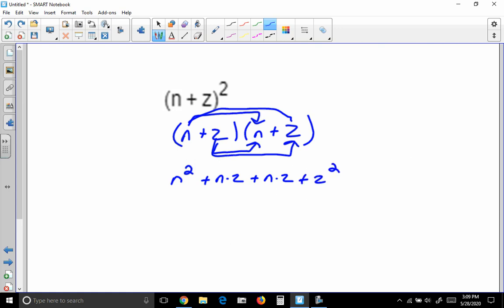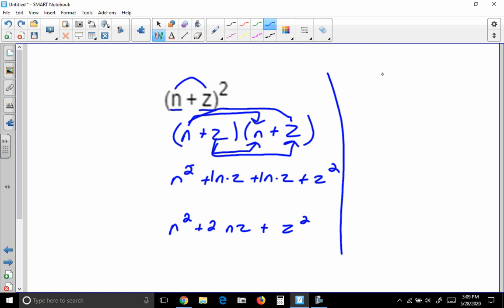So notice what we have. We have the first term squared. We have the second term squared. And we have their product, n times z. We have it twice. One here, so two of those. So that's actually a shortcut we can use to square binomials.